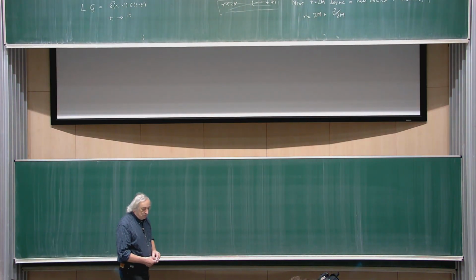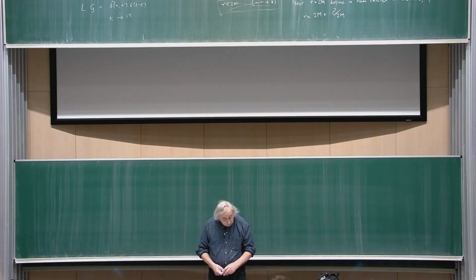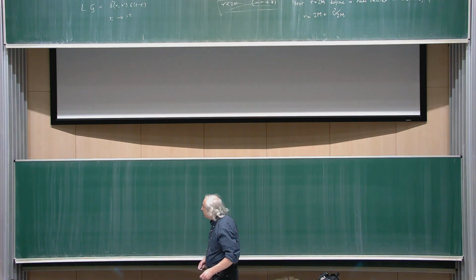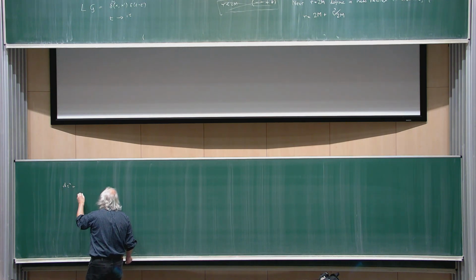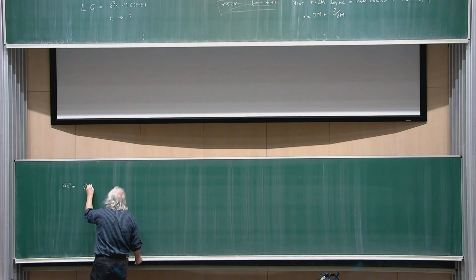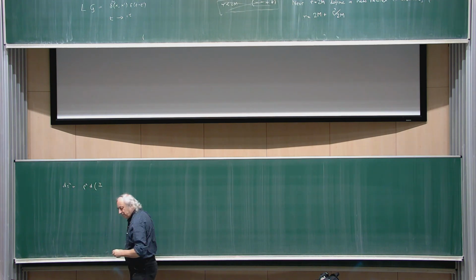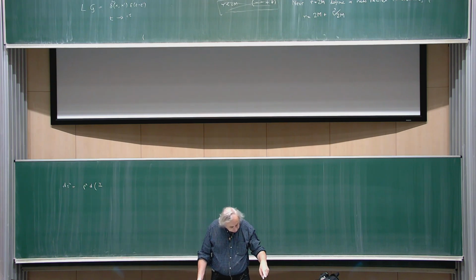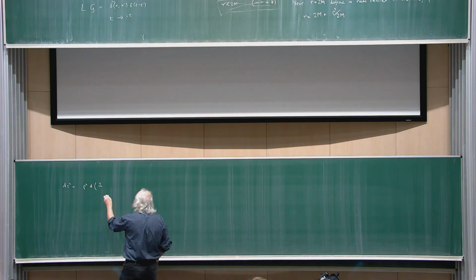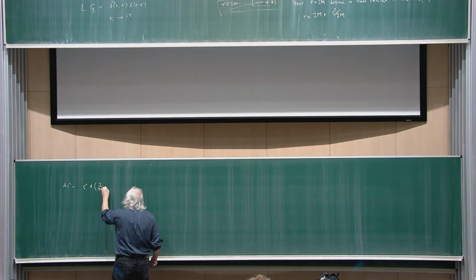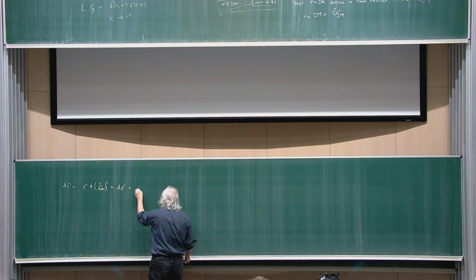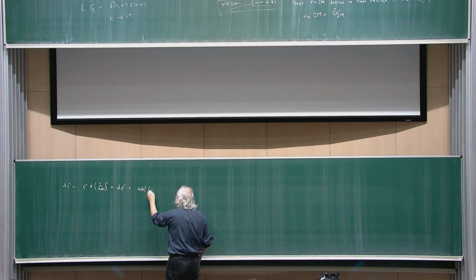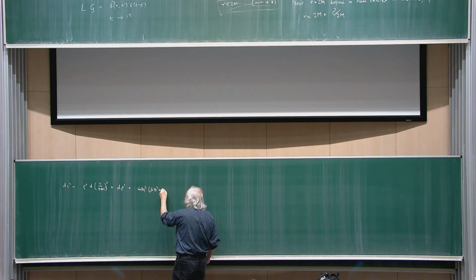So what does the line element look like now? Close to r equals 2m, the line element is going to look like ds squared is equal to rho squared d tau over, if my number's right, 4m all squared, plus d rho squared plus 4m squared into d theta squared plus sine squared theta d phi squared.